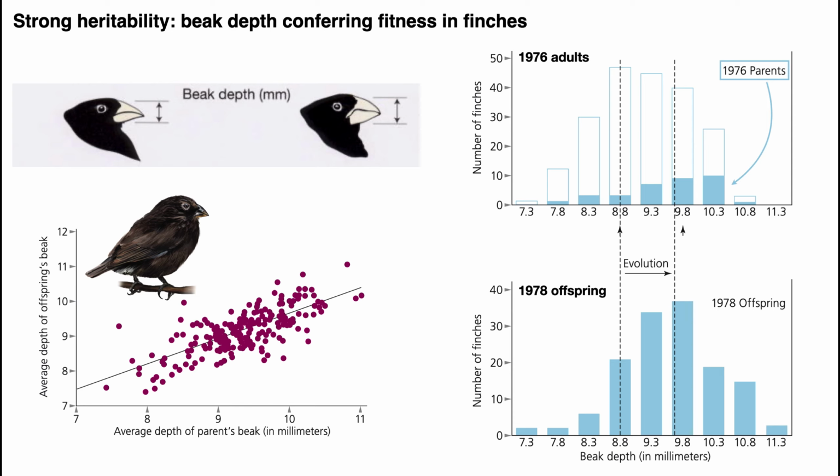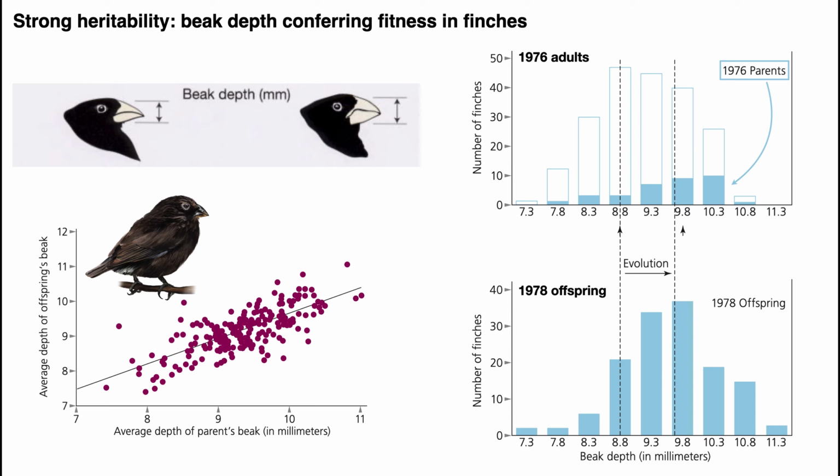Looking at the data on the right, first we see the overall bar chart that represents the distribution of beak depth within the population, from a low of 7.3 to a high of 10.8. The darker portions of the bars indicate which birds actually had offspring. This graph demonstrates that the larger beak sizes tended to reproduce more often.